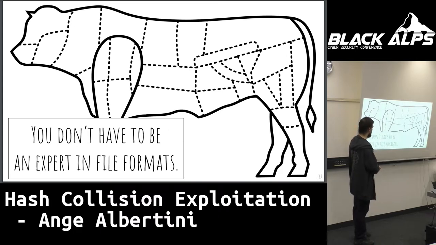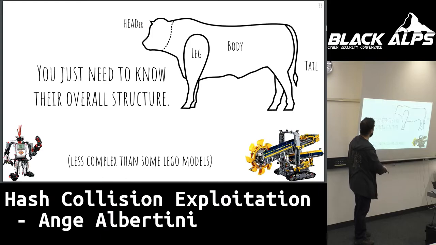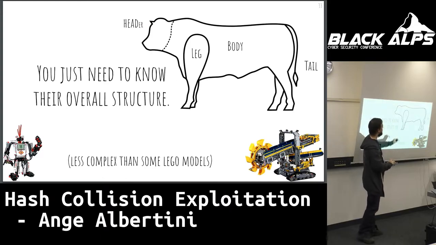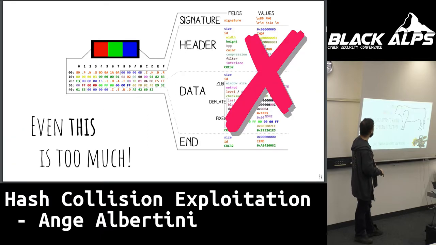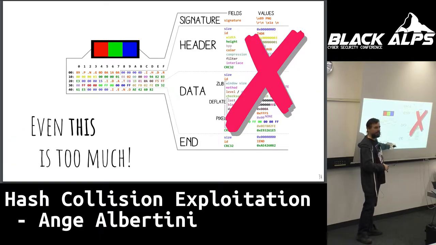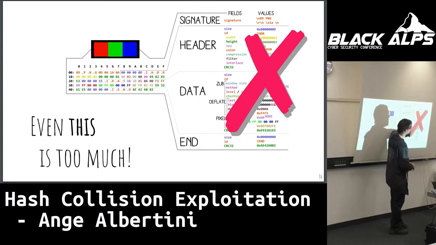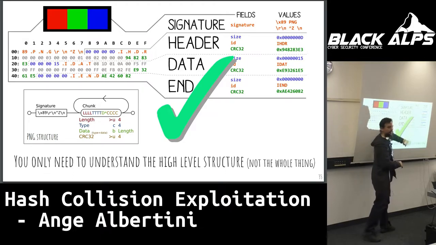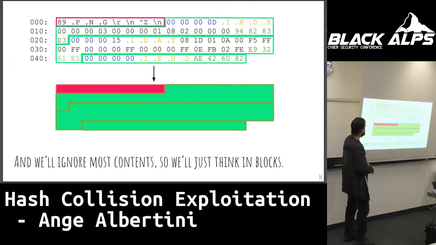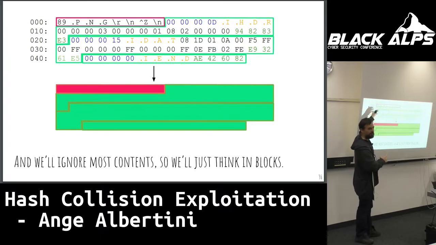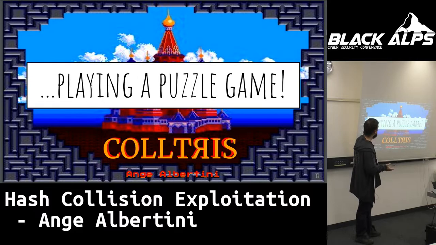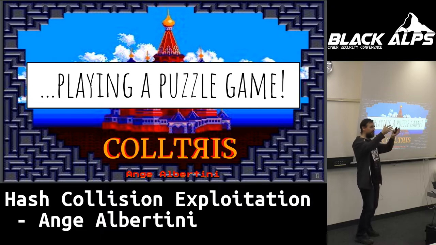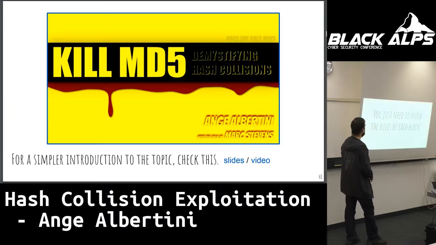And you don't have to be an expert in file formats. Really, you don't have to know how all these things work. You just need to have a very, very basic understanding of a structure. So it's less complex than some Lego models. Even if you're familiar with my posters, this is too much because this is already detailing too much information about this tiny file. We only need to understand the overall structure. If you review it in the hex editor, it really feels like blocks, which is why I call them colored trees, because it feels like a puzzle game. This is how I see my file manipulation. You index stuff and you move the blocks and then at the end you have the same hash. Thanks, Marc. He's doing the hard part.